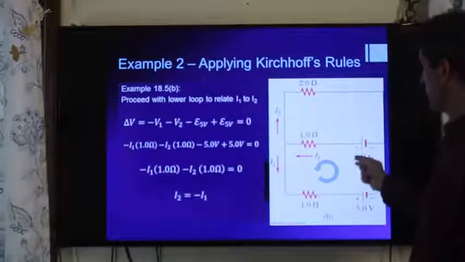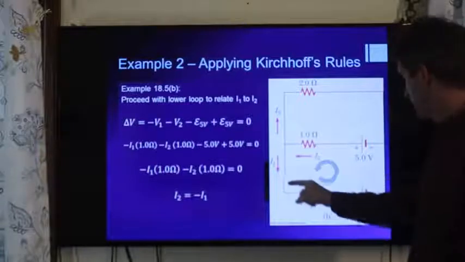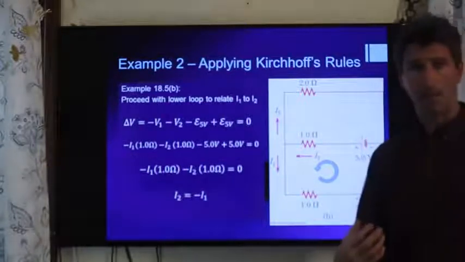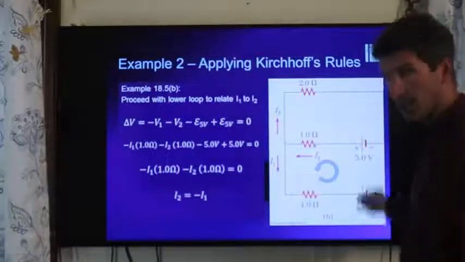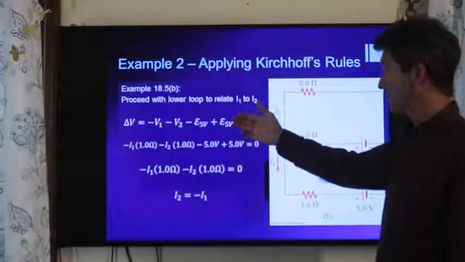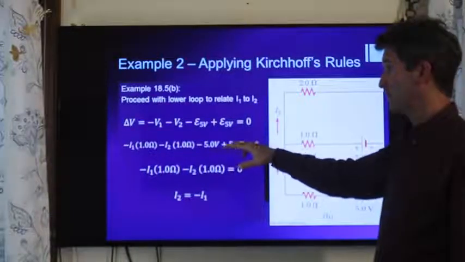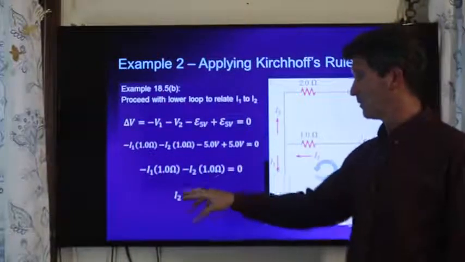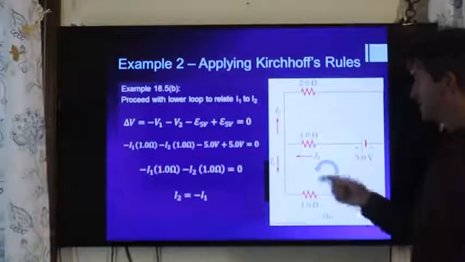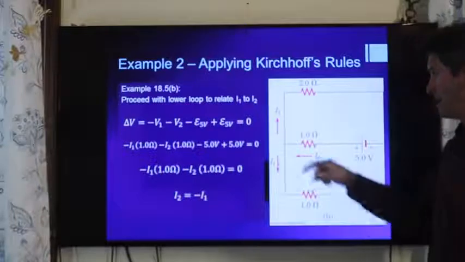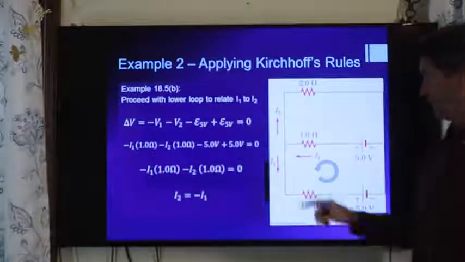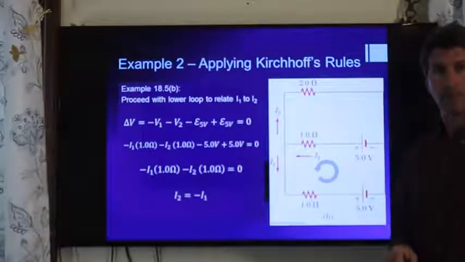Here we're going from negative to positive, so that's going to be a positive EMF. Here we're going from positive to negative, so that's going to be a negative EMF. Think about the flow. Think about the direction that the loop is going. We get this result right here, a relationship between I1 and I2. We find I2 is the opposite of I1. So what this is telling me is one of these two currents is in the wrong direction, but both are equal in magnitude.